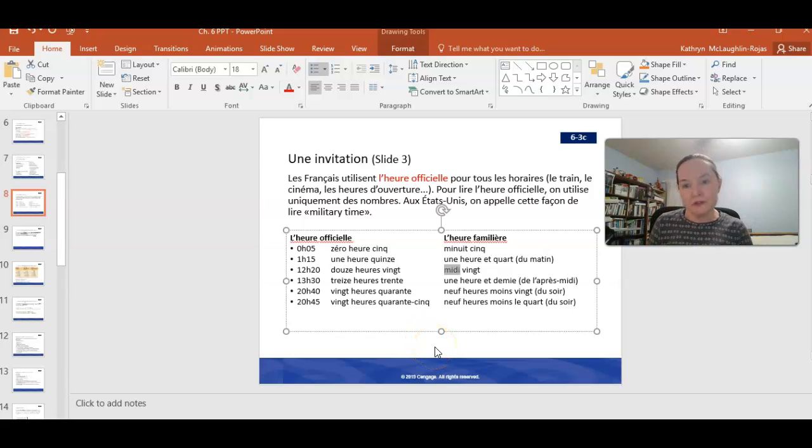So if you're meeting somebody for maybe catching a train, or you're going to the movies and the times are given in a timetable in l'heure officielle or military time, you know what it's referring to, or the times that businesses are open. But if you're just speaking with friends maybe, or with family members, you might sometimes use the more familiar form of telling time. Okay, so that gives you lots of new vocabulary to be able to talk about invitations, to be able to go places and meet up with friends.